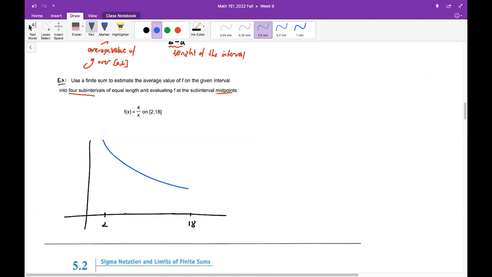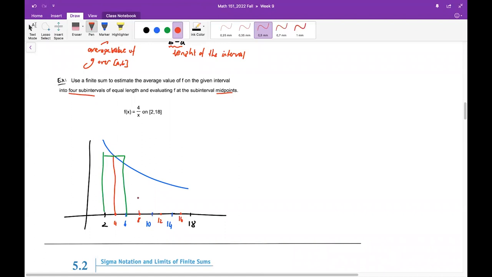1, 2, 3, 4. So it will go like 2, 6, 10, 14, 18. We will be using the midpoints of the subintervals, so 4, 8, 12, and 16 are the midpoints. Now I start creating my rectangles. This is the height of the first rectangle because the midpoint is used. Then I create it like that.